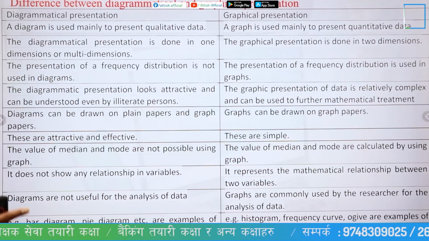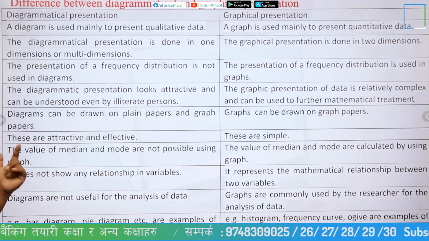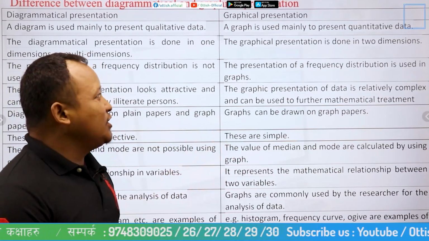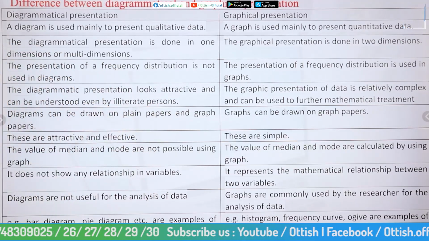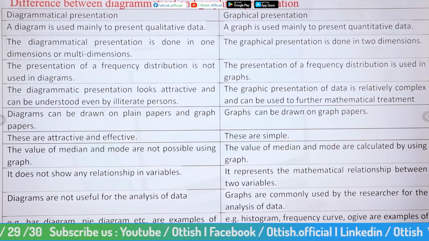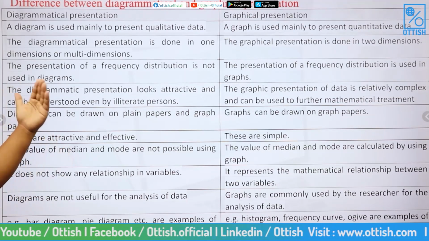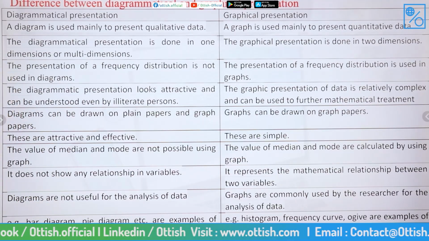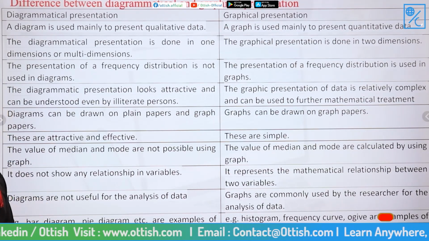Diagrammatical presentation should be mainly used for qualitative data, categorical data, naming variables, but for the quantitative variable, frequency distribution or numerical variable, we use the graphical presentation. That is the first difference between these two types of presentation. Diagrammatical presentation is done either in one dimension or multi-dimension, according to the different characteristics, features and properties of the variable.